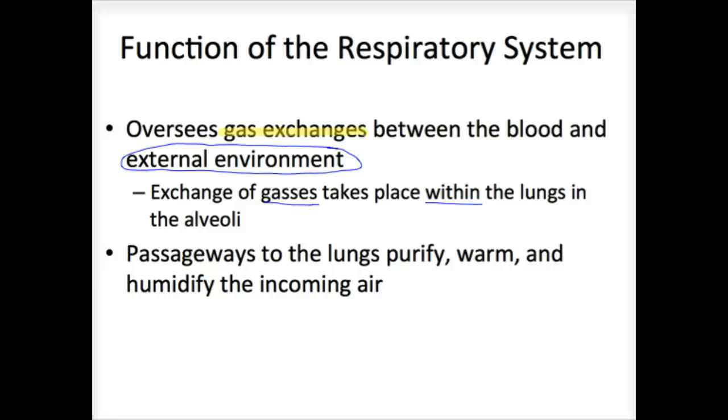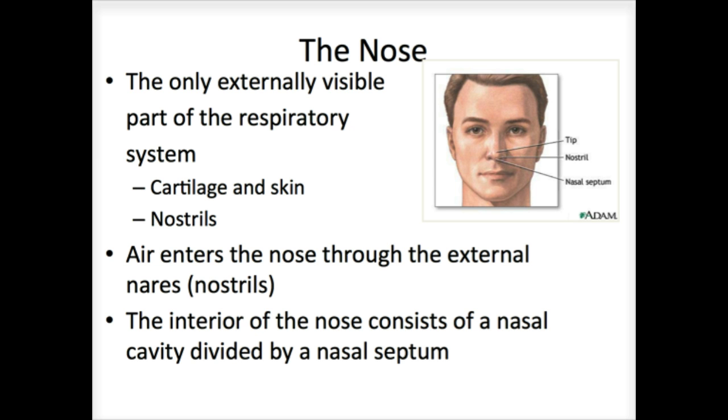Now the primary function besides conduction of those gases to the location of exchange is to, notice, purify, warm, and humidify. So this is actually why you should breathe through your nose and not your mouth most of the time. Now, the nose, first and foremost, is our visible part of the respiratory system. It enters through the nose, so do me a favor, real quick, pause, breathe in, breathe out.